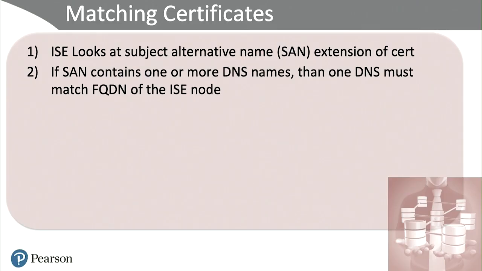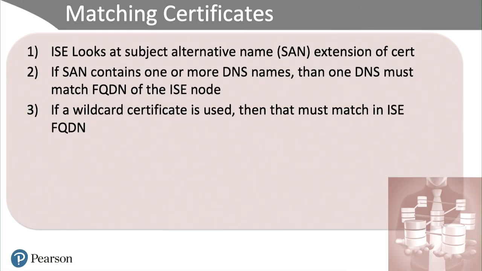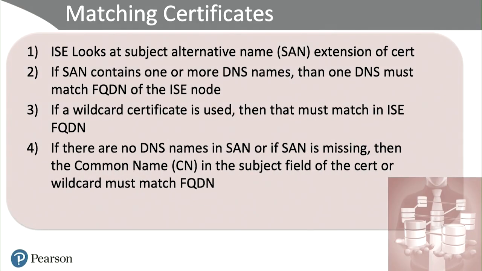If the SAN contains the DNS name that's being referenced, one of those must be the FQDN of the ISE server, then it passes. If a wildcard cert is used, then it has to match the ISE fully qualified domain name. If there aren't any DNS names, then it falls back to the common name in the subject field of the cert, which in essence is the server name. If none of these match, the cert is rejected. So that's a very simple order for you to follow when doing your validation to make sure that the certificate is going to be accepted by the communication.